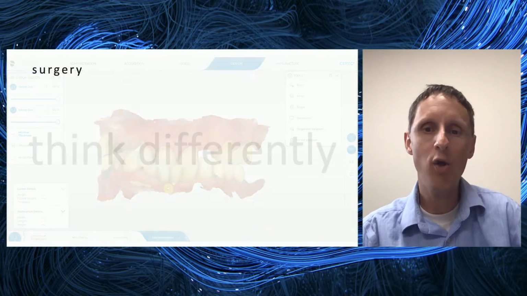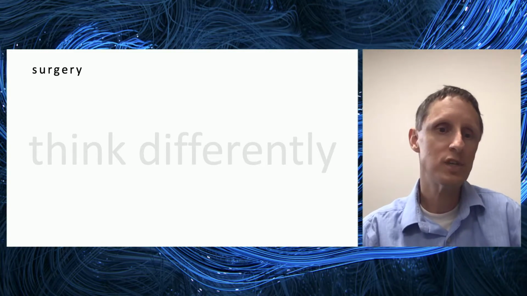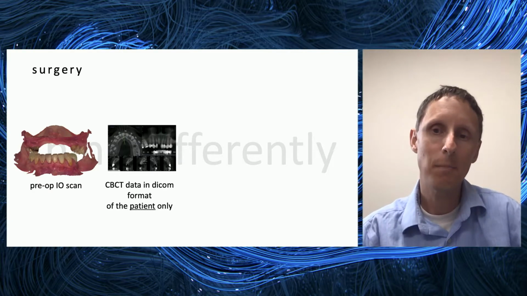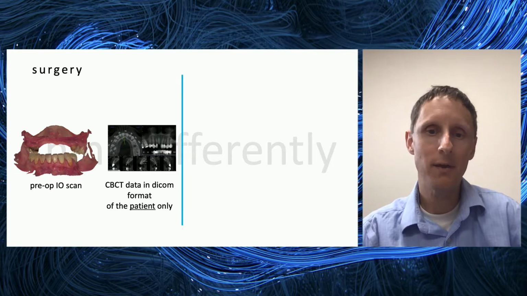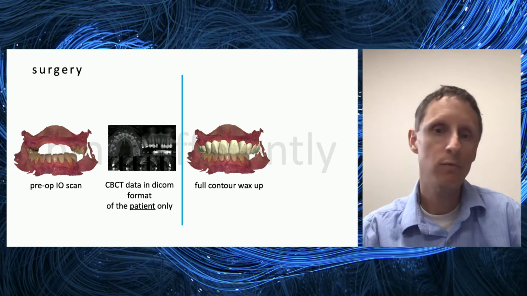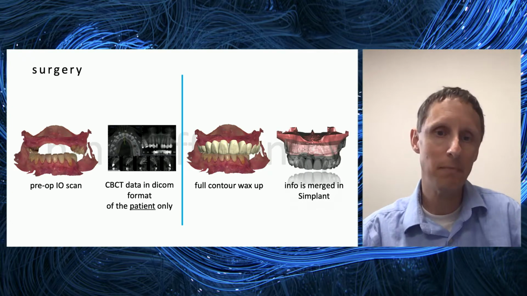Now, we take all of those things that we take on that first visit, which is our preoperative scan, and we take a CBCT of our patient at that very first visit. And then what we do from there is we will go ahead and make a full contour wax up of our teeth, either us or our lab partners, and then we're going to merge it all together in Simplant.